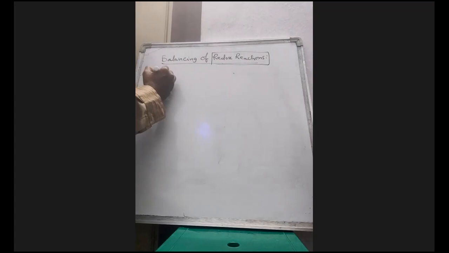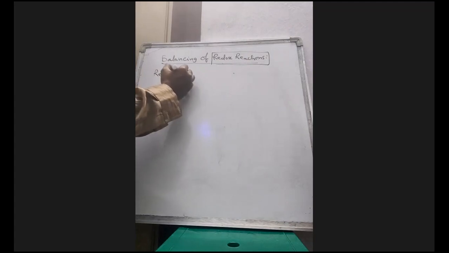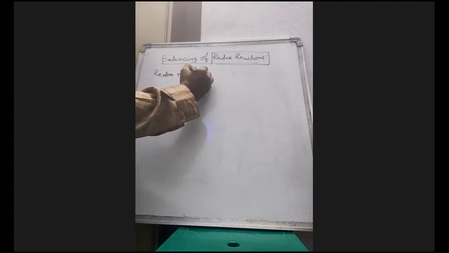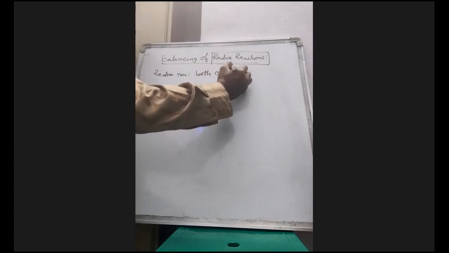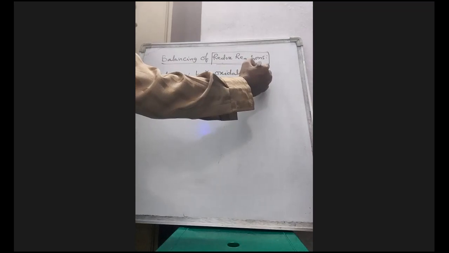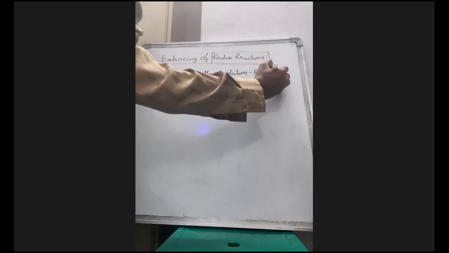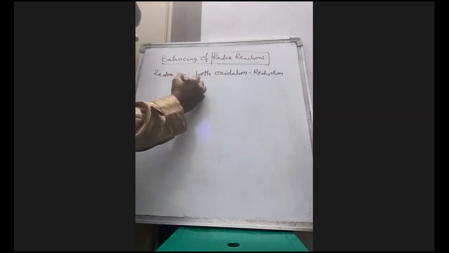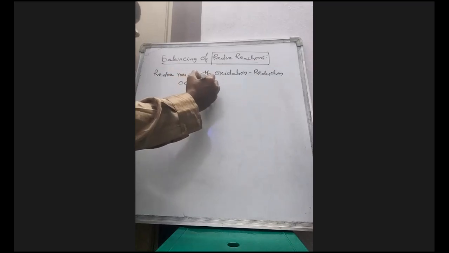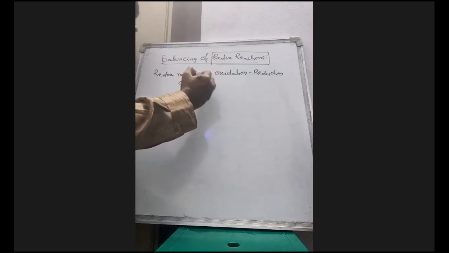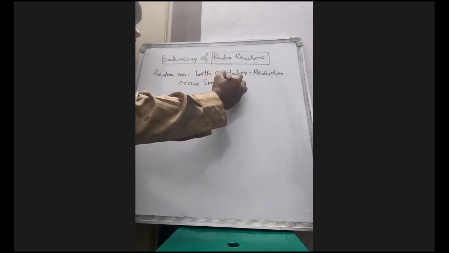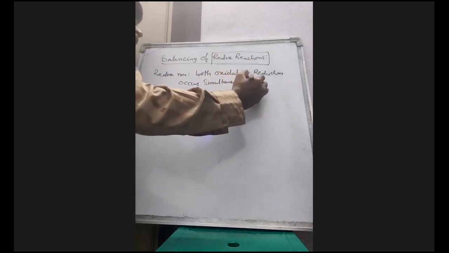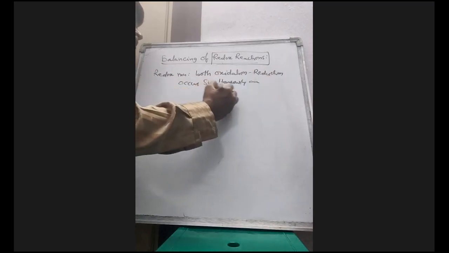We know that a redox reaction means a reaction in which both oxidation and reduction occur simultaneously. Reactions in which both oxidation and reduction occur simultaneously are called redox reactions.